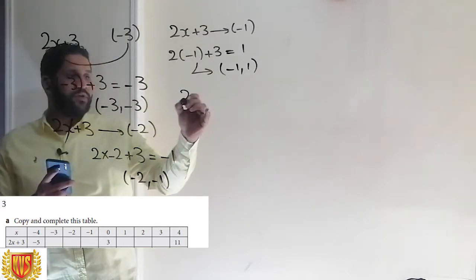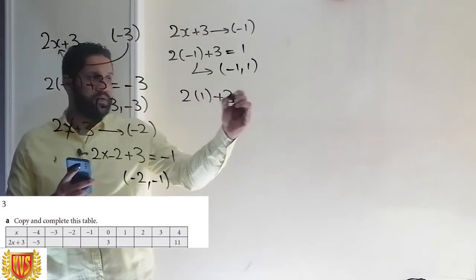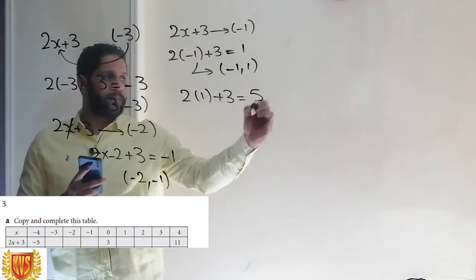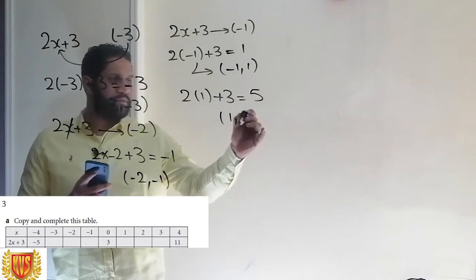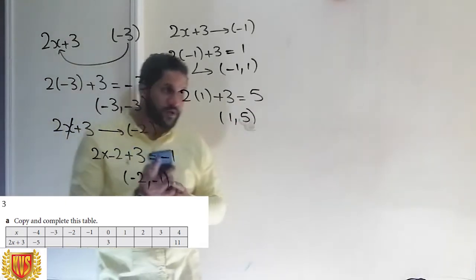When I put 1, it's 2 times 1 plus 3, which is 5. So it's 1 and 5, and so on. Okay, how can I draw a line?